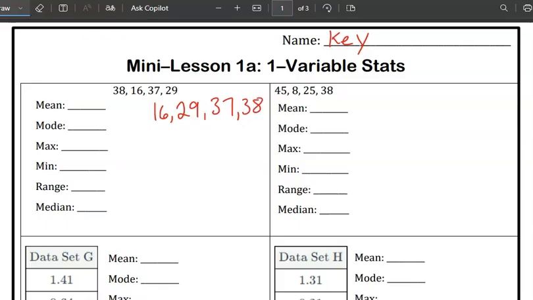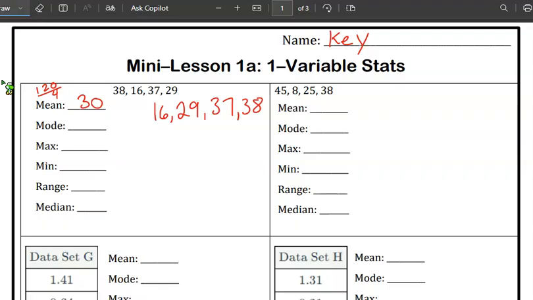To find the mean, we'll add up all the numbers together and divide by the number of data points. There's 1, 2, 3, 4 things. So we find the sum, divide by 4. For the mean, we have 120 divided by 4, and that is going to give us 30. That is the arithmetic mean.